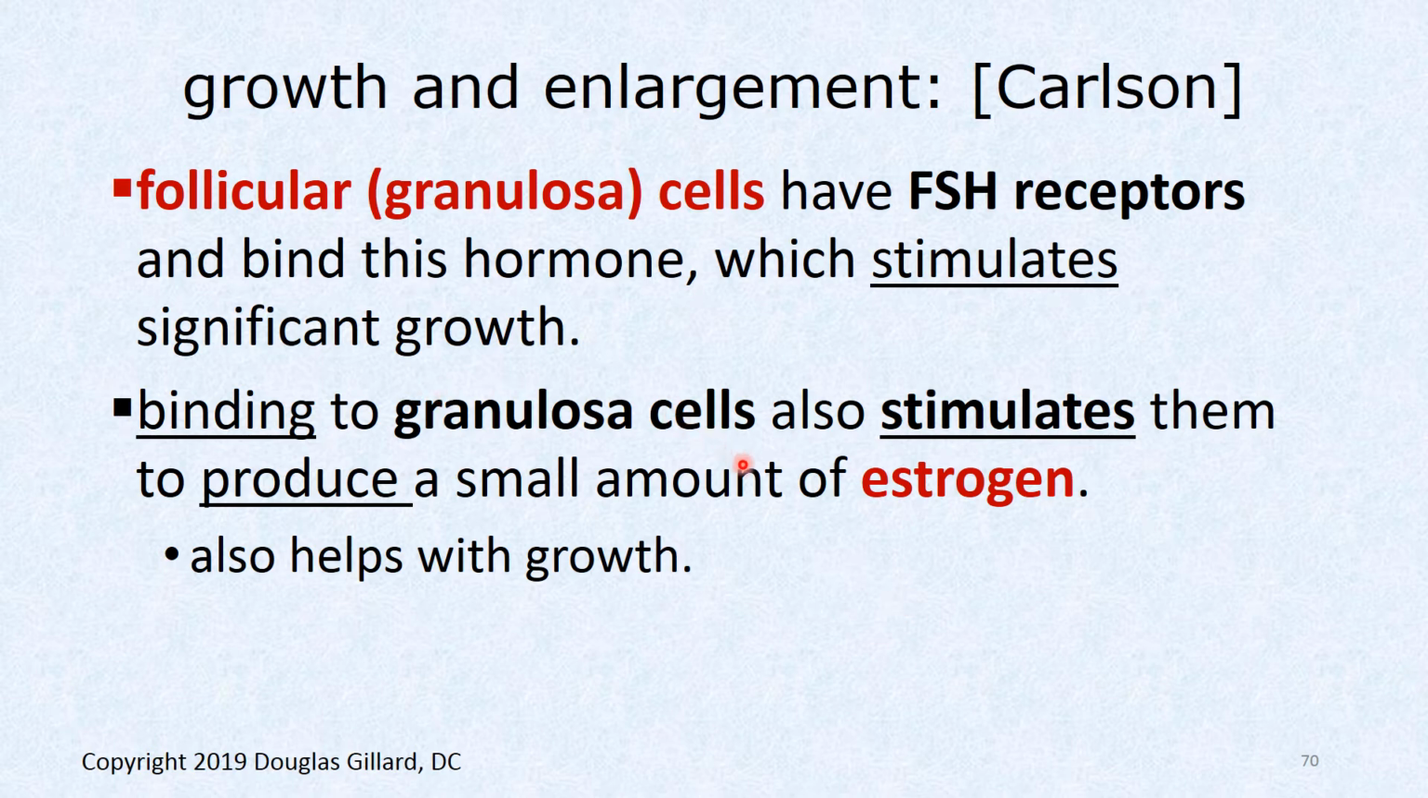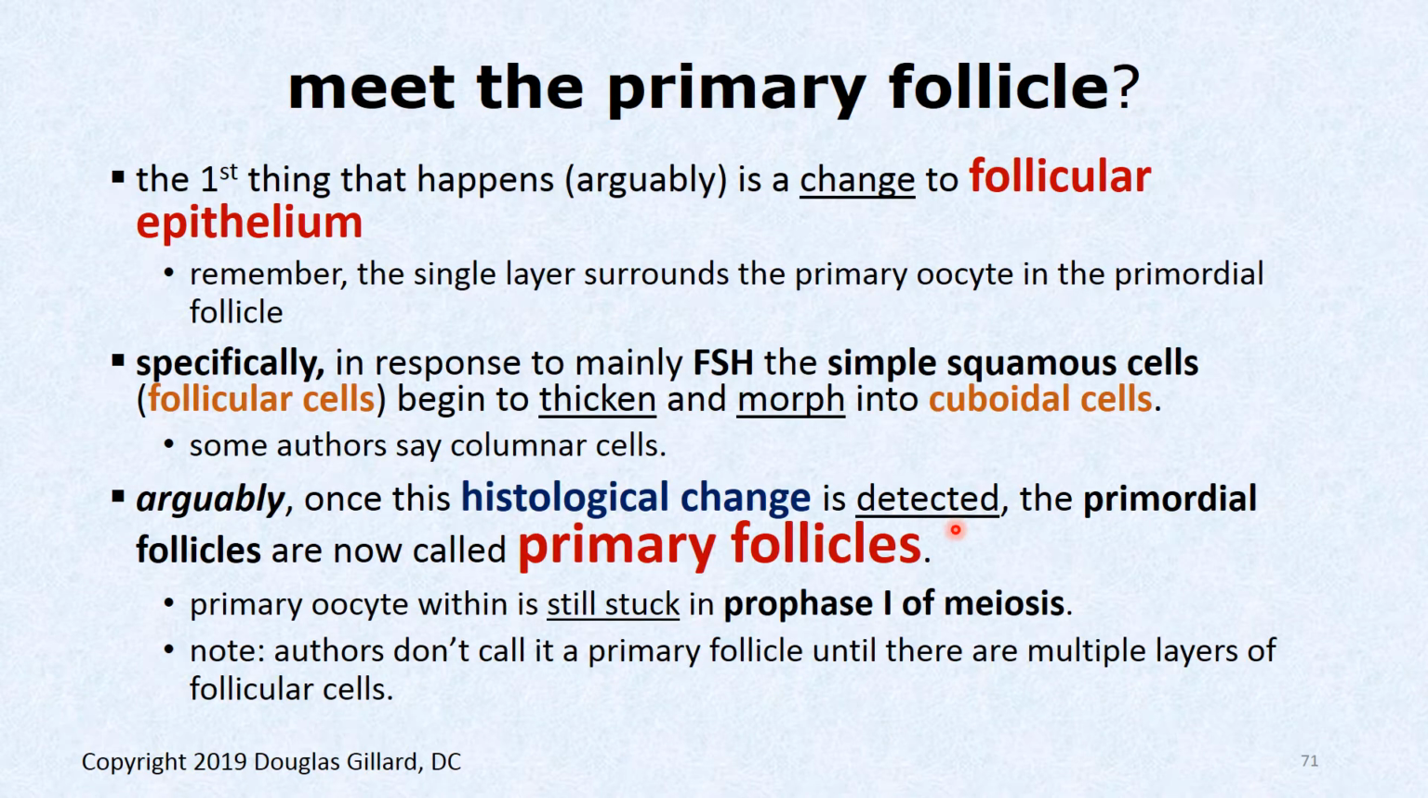So the binding of FSH to granulosa cells also stimulates the production of estrogen. That estrogen also helps in the preparation of the uterine wall, as well as helping growth and development of the follicular cells. I'm not going to go down that estrogen rabbit hole right now, though.